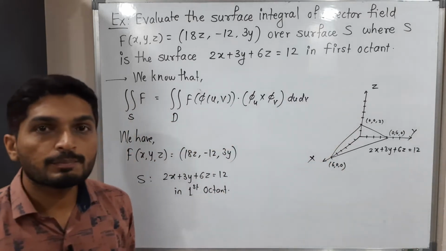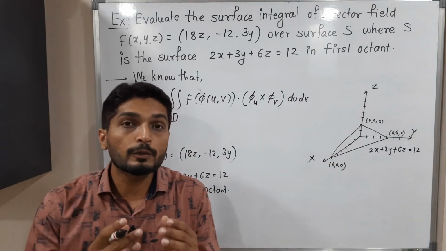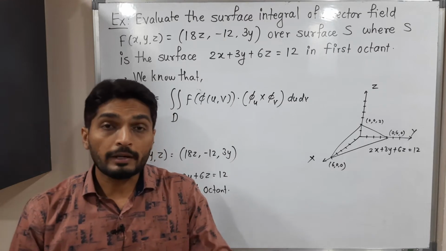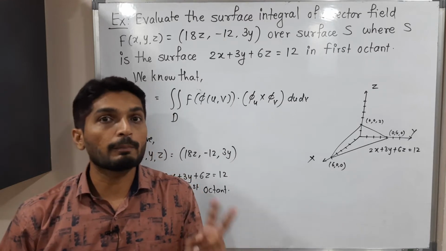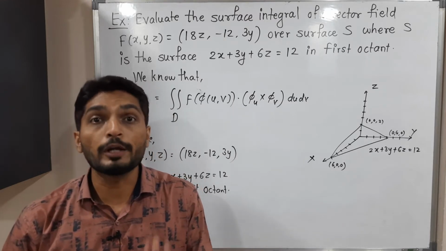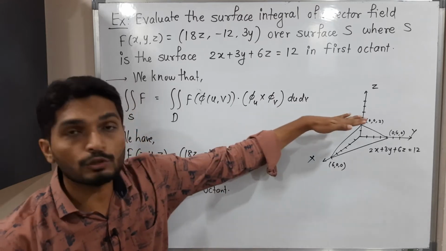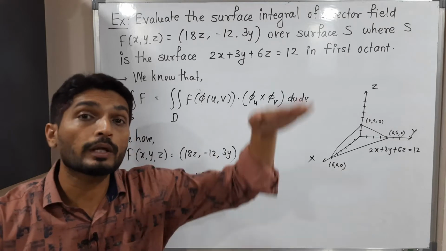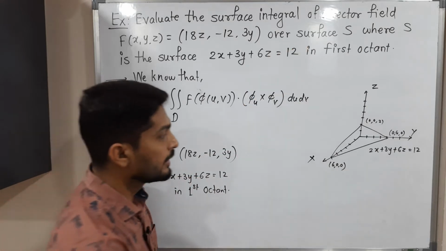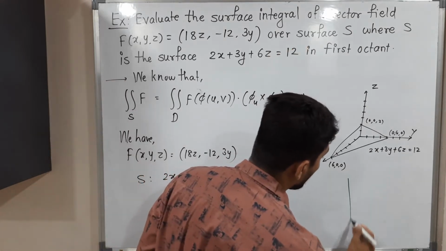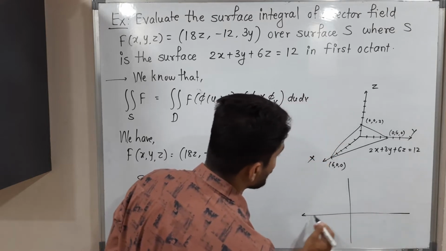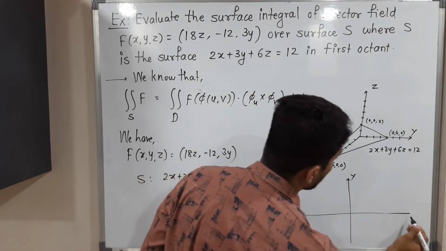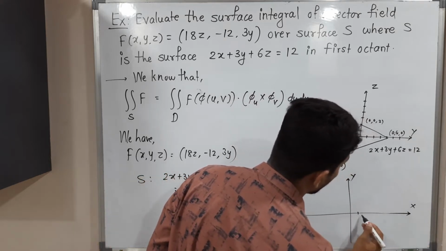So we have to find its parameterization. That means we are trying to express the surface with the help of two variables. For that I am going to take the projection of this triangular region in the xy plane. So let me draw the diagram in the xy plane now. This is the y-axis and this one is the x-axis.